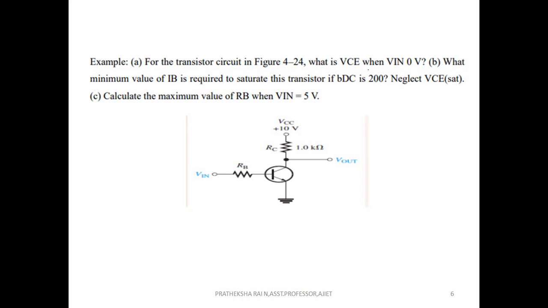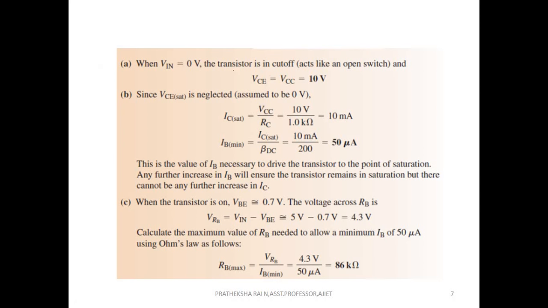For part A, what is VCE when V in is 0 volts? When V in is 0 volts, no IB current is flowing, so the BJT is off. So V out will be equal to VCC, the maximum voltage at the output. VCC is already given as 10 volts. So when V in is 0, the transistor is in cutoff, acts like an open switch, and VCE is equal to VCC, which is 10 volts.